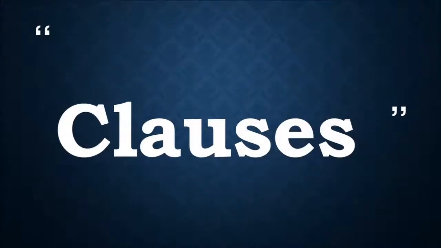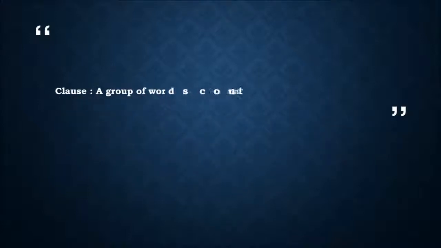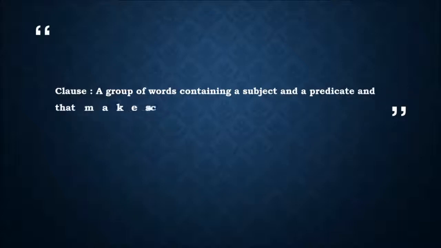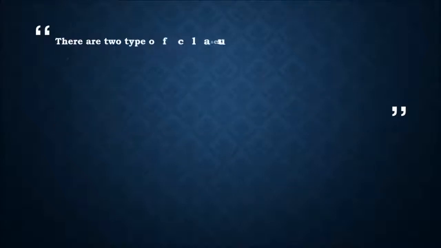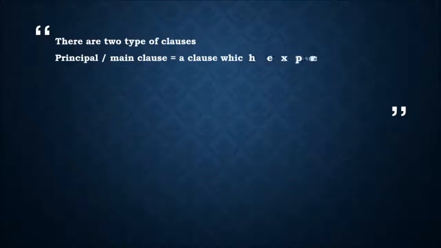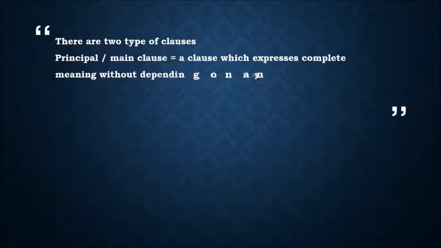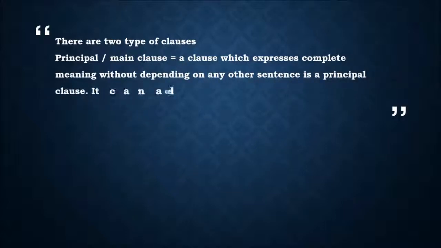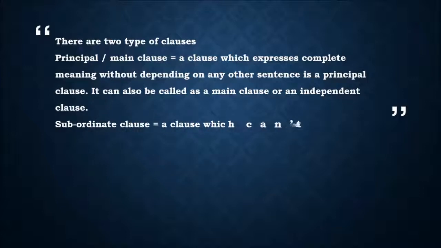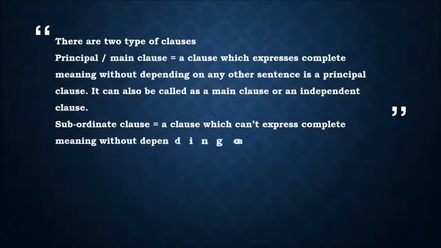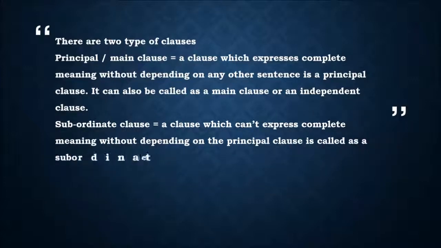Clause. A group of words containing a subject and a predicate and that makes complete sense is called a clause. E.g., Rajan sang a very interesting song. There are two types of clauses. A. Principal/main clause: a clause which expresses complete meaning without depending on any other clause is a principal clause. It can also be called a main clause or an independent clause.